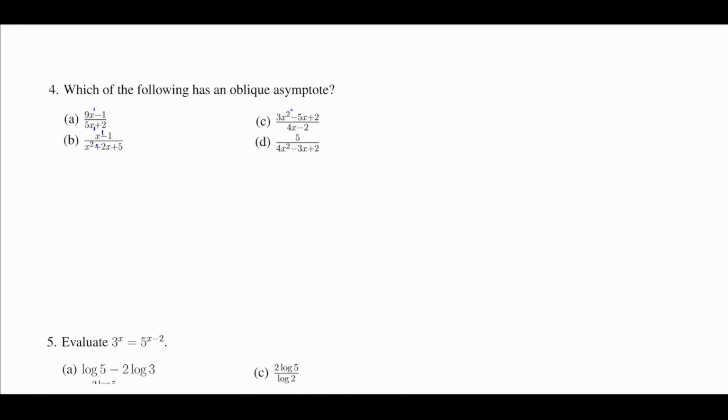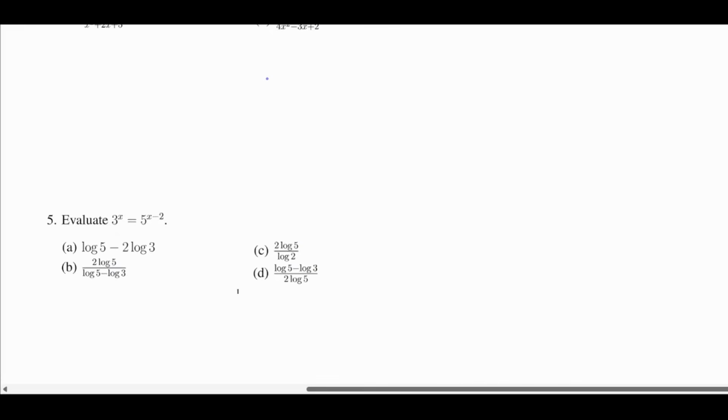We check this one, you can see that here is 2 and here is 1. Now the numerator, the degree is 2, the denominator, the degree is 1. So if you compare, you can see that the top is bigger than the bottom by 1, and so that will have an oblique asymptote. So that is all about question 4. Then we go to question 5.